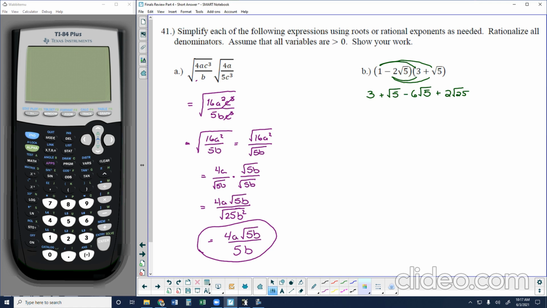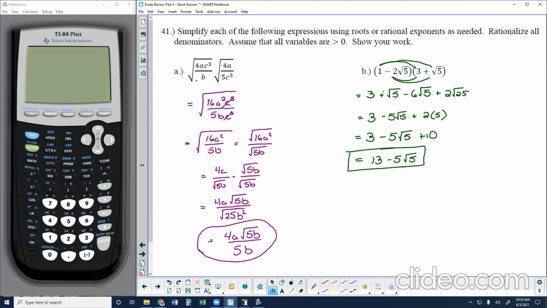So now I can simplify these. I would still have that 3. If I have the equivalent of 1 root 5 and I take away 6 roots of 5, I would be left with a negative 5 root 5. Now I can also simplify the square root of 25 here. So the square root of 25 is 5, which would make this 2 times 5, which is 10. Now I can combine my constants, 3 and 10, to get 13 minus 5 roots of 5.